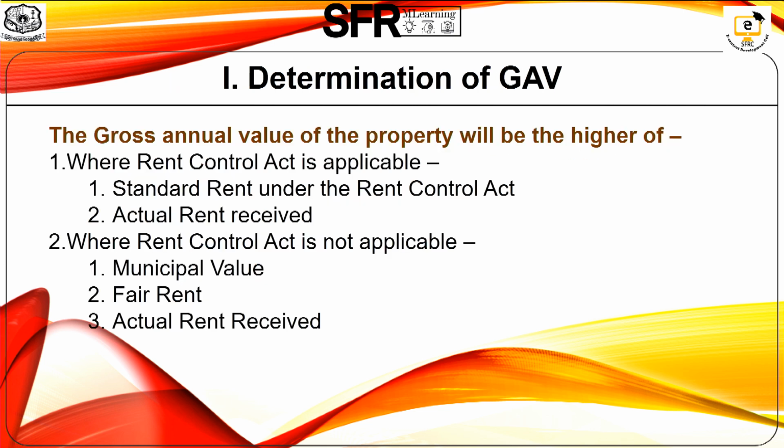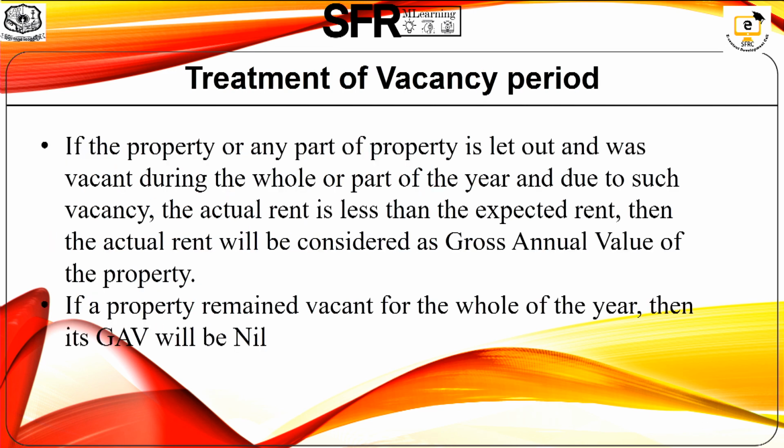Gross annual value will be the highest value of the following. When the property comes under the Rent Control Act, the standard rent prescribed by the government or the actual rent received by the assessee, whichever is higher, will be treated as the gross annual value. And in the next case, when the property is not coming under the Rent Control Act, we have to consider three facts: the municipal value of the property, fair rental value of the property and the actual rent received. Out of these three, whichever is higher will be taken as the gross annual value.